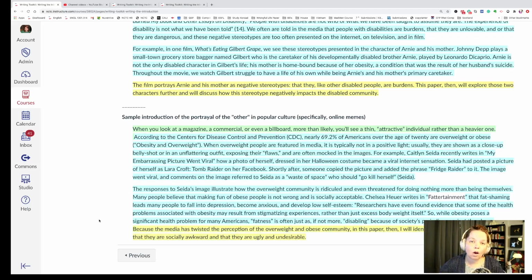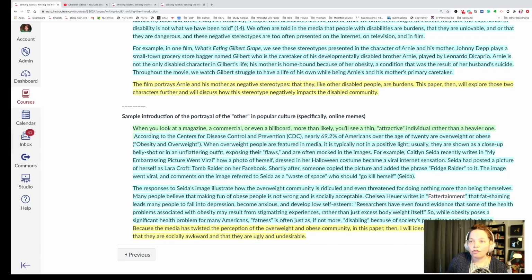And what we know for the rest of the paper is that she's going to use research to show that the media negatively portrays people who are overweight by showing them both as, one, socially awkward, so that's discussion 1, and discussion 2, that it often shows the overweight as being ugly or undesirable. And she's going to show that, and then I imagine in her conclusion, she'll talk about how harmful these stereotypes or these perceptions and images can be for people in their daily lives.